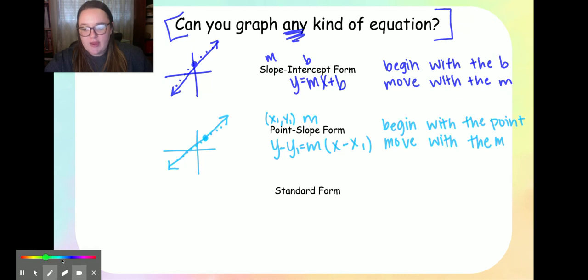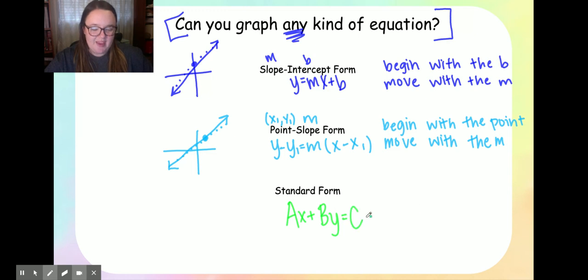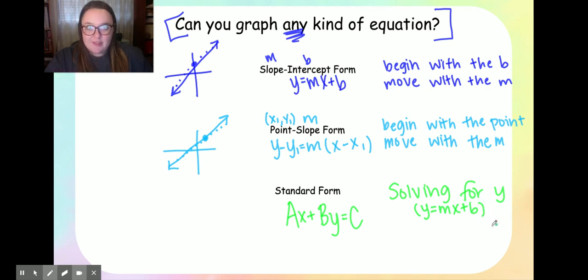Here's the catch, standard form. Standard form is the one that looks like ax plus by equals c. Remember back when we started finding slope from these equations, we had to do something to standard form in order to find the slope. Same thing we have to do here. That process that we did was called solving for y. And when we solve for y, remember that we went from standard form and changed it to be slope-intercept, right? And then, guess what? If you have this format now, you just go back to these steps and you know how to graph.